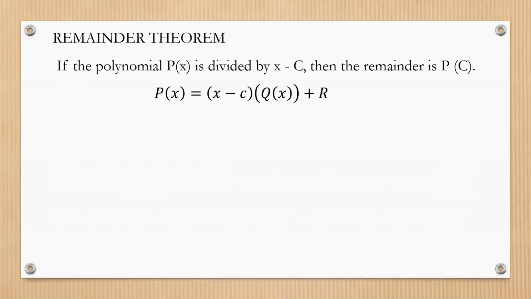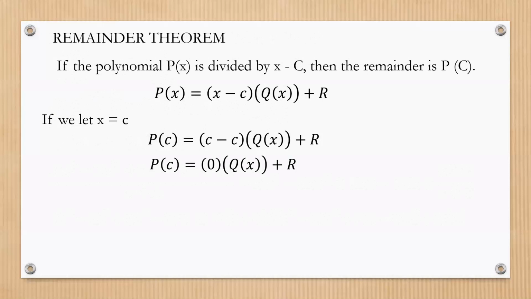So yung x daw natin doon, what if yung ating x will turn to c? If we let x is equal to c, therefore this is p of c is equal to c minus c of q of x plus r. So yung ating c minus c, this will serve as 0. So 0 na natin and then 0. So therefore p of c is equal to r. So ibig sabihin, in a layman's term, pag meron tayong nakitang sobra, yun na yung remainder.